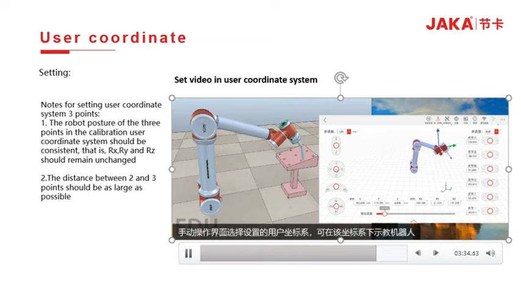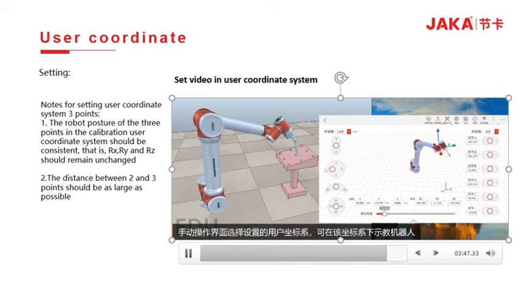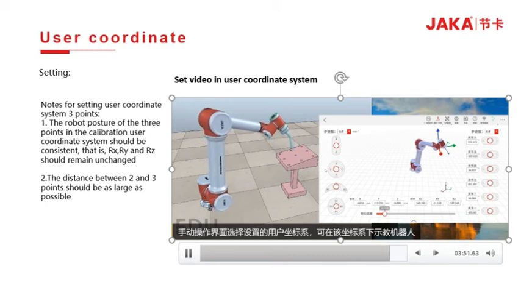User coordinate system 3-point setting notes. When calibrating a user coordinate system with 3 points, the attitude needs to be kept consistent. The distance between the 2 or 3 points should be as large as possible so that the user coordinate system will be more accurate.